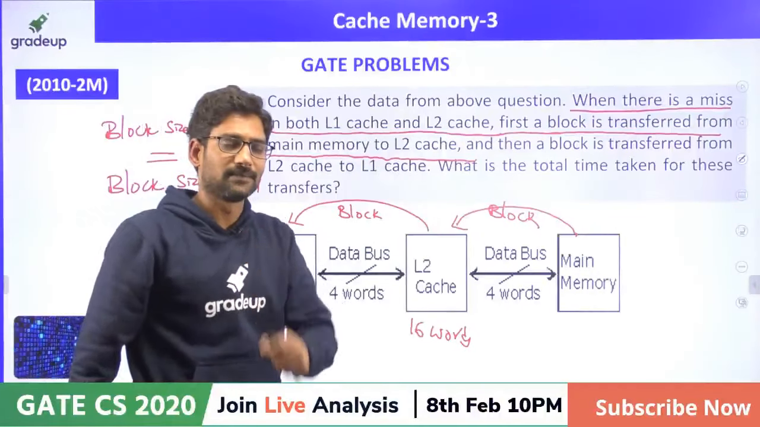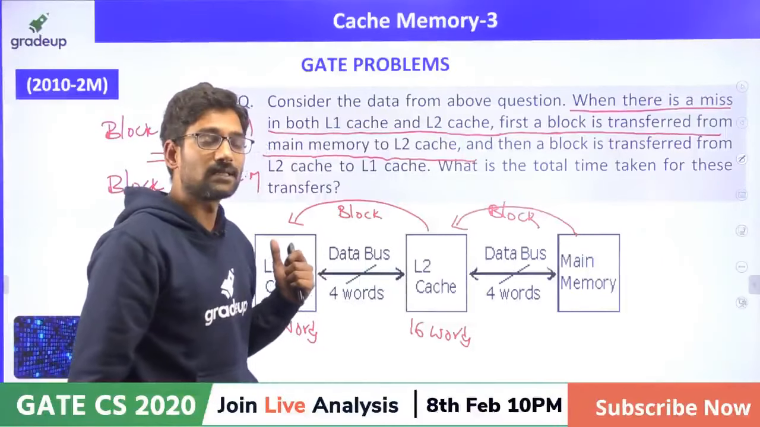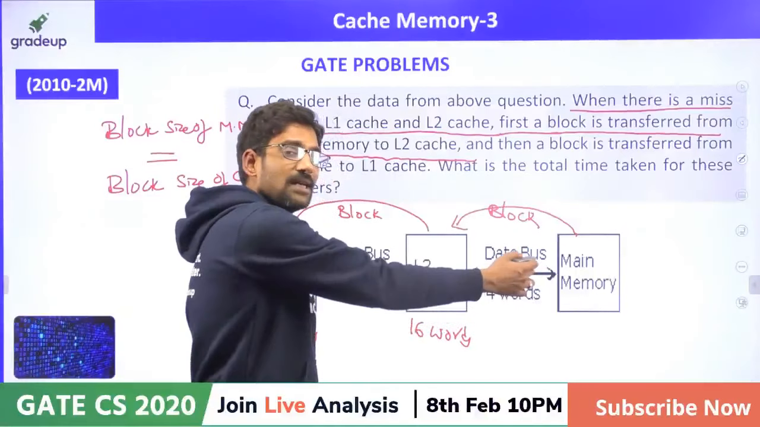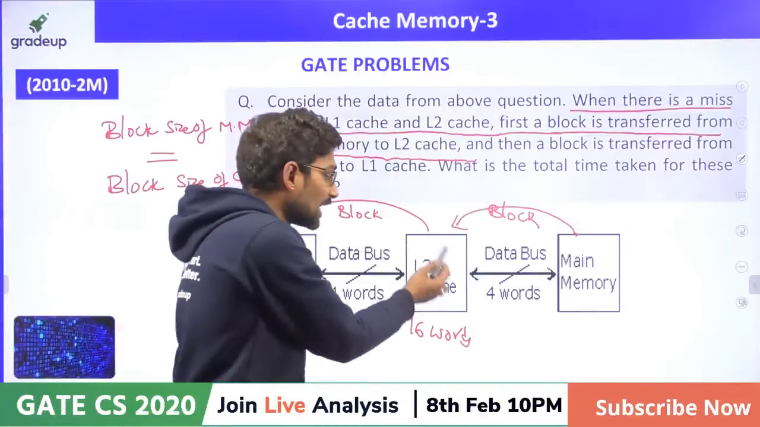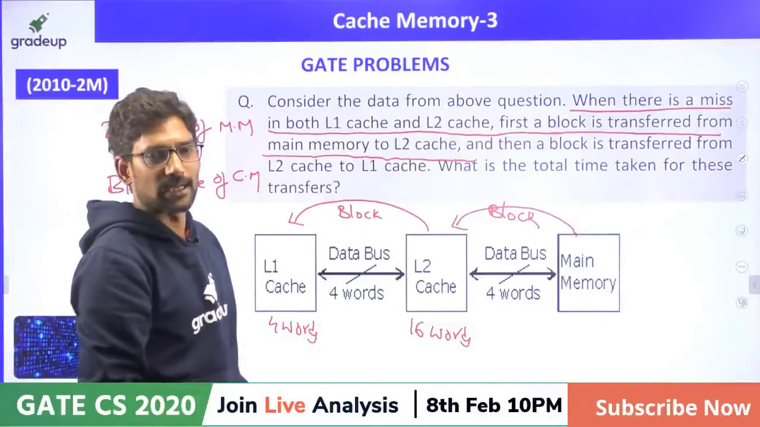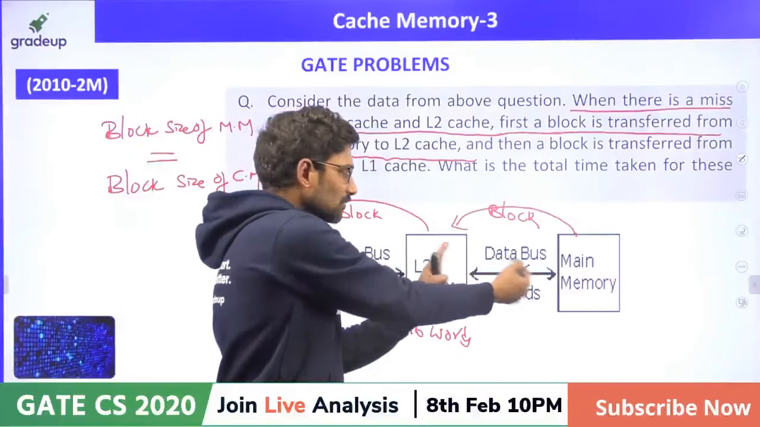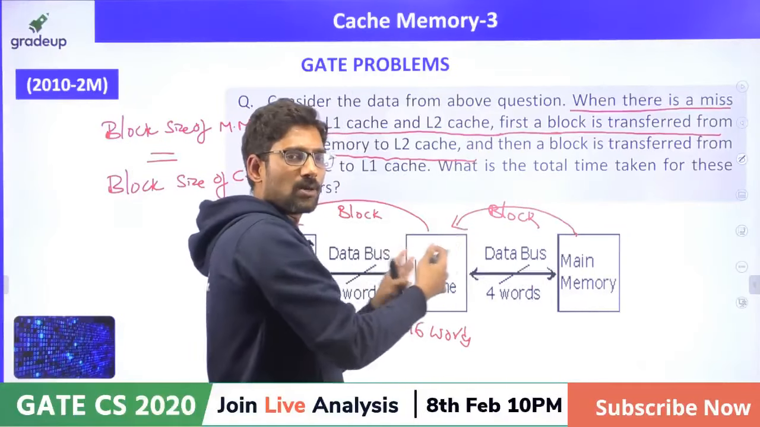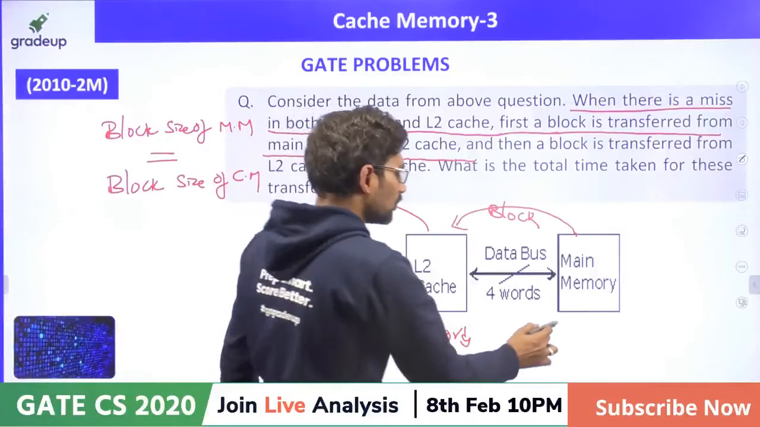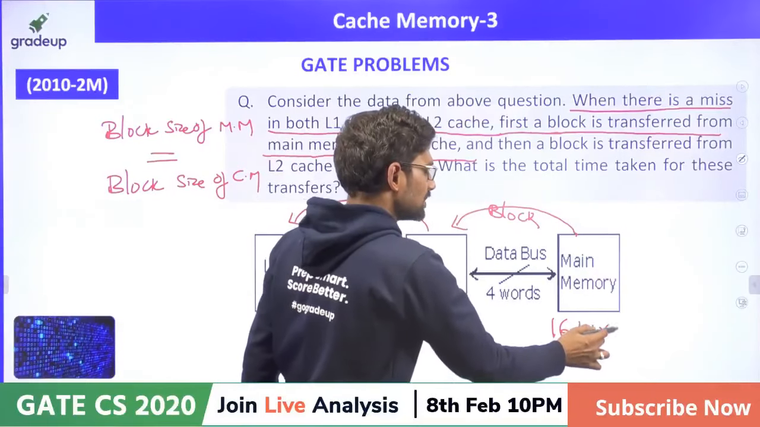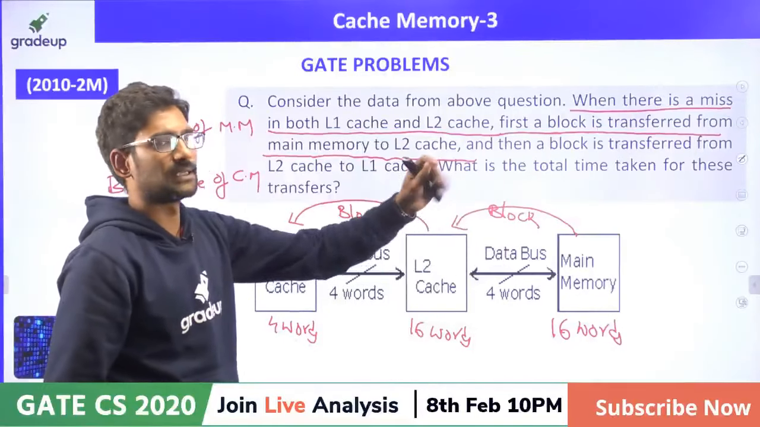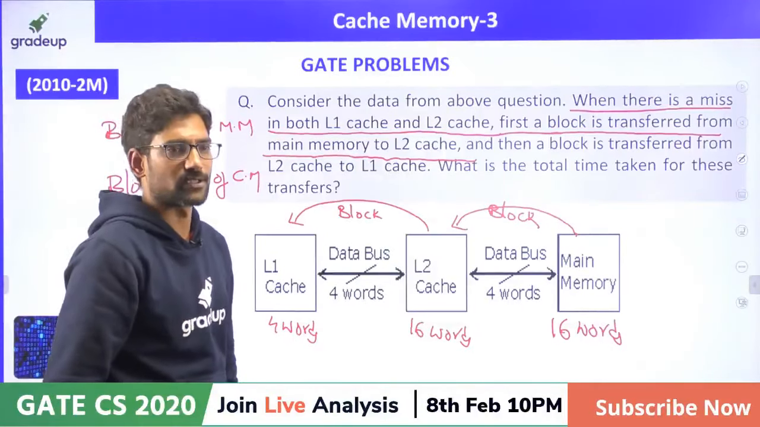Here which cache memory? L2 is there, L1 is there. Which cache memory block size will it be equal to? With which cache memory is it communicated? With L2. So it will have the same block size as L2, because from L2 and main memory a block gets transferred. Yesterday we have discussed this. So the main memory block size, which is equal to the L2 cache memory block size, is definitely going to be 16 words.